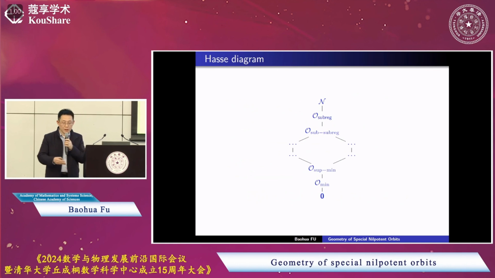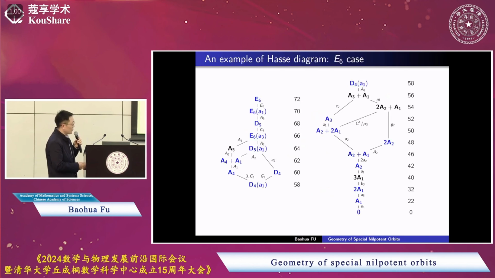And then we can also form this Hasse diagram by using the closure inclusions. For example, this biggest one, the nilpotent cone, and then you have subregular, subsubregular, and so on. And then you can imagine the diagram becomes very complicated if you go to higher rank. For example, this is E6. E6, this is already quite complicated. From E6, this is one orbit, second one, and so on. And then 0 is the zero orbit. So this continues with this one.